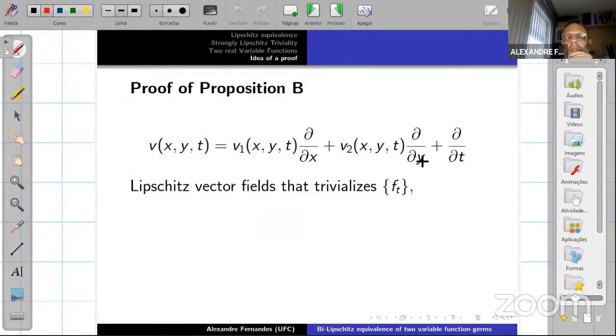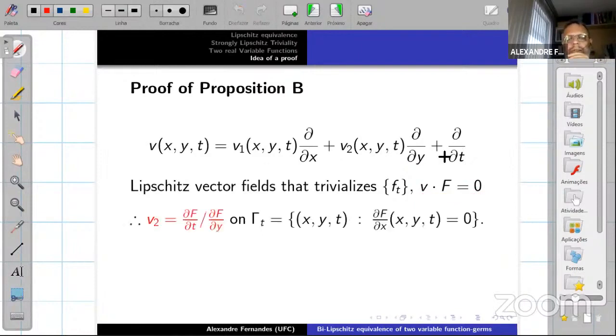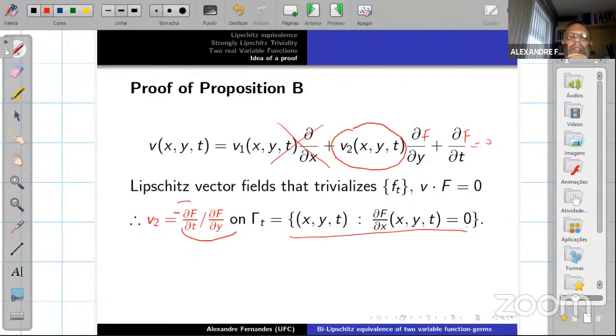You have this vector field that trivializes F. This is Lipschitz. This is Lipschitz. Using this vector field that is tangent to the fibers of F, you can write this expression in this way along the polar set. Because df is equal to 0, you don't have this component. Then this is equal to 0, this is minus here. Okay? Then this quotient here is a Lipschitz function.